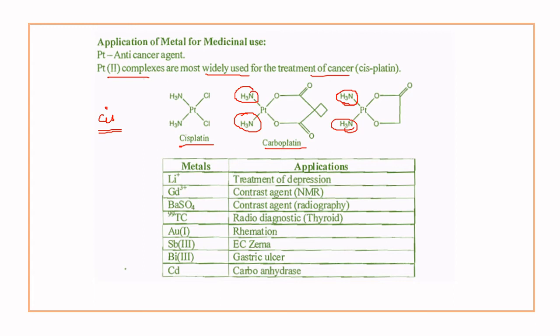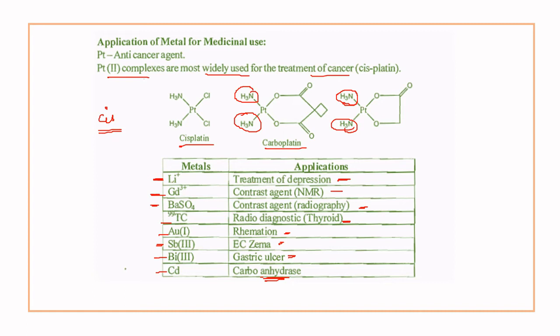Other metals you can see: lithium. Lithium is for the treatment of depression, previously asked. Gadolinium for contrast agent. Barium sulfate, a contrast agent in radiography. Technetium for radiodiagnostic. Aurum for remission. Antimony (Sb) for eczema. Bismuth for gastric ulcer. Cadmium for carbohydrates. So these are the other metals and their applications.